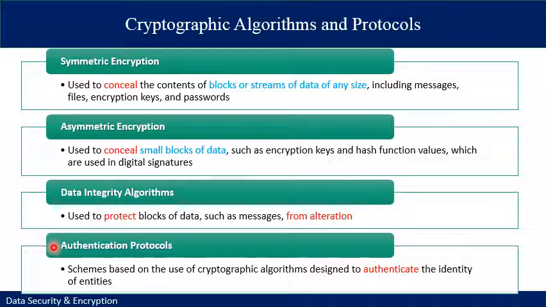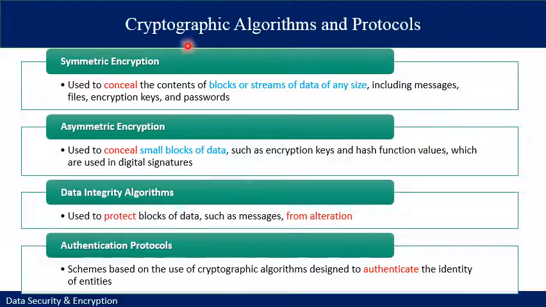And there are some authentication protocols, such as the logins we commonly use when the user logs in from one network to another. However, in network security, the automated systems will authenticate one part of the network to the other part of the network. So these schemes based on cryptographic algorithms are designed to authenticate the identity of entities, so that no entity in the network goes unnoticed.